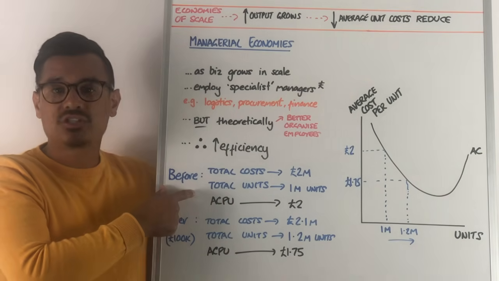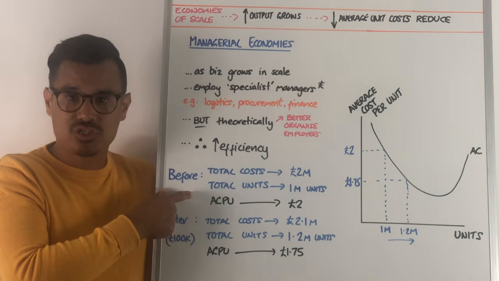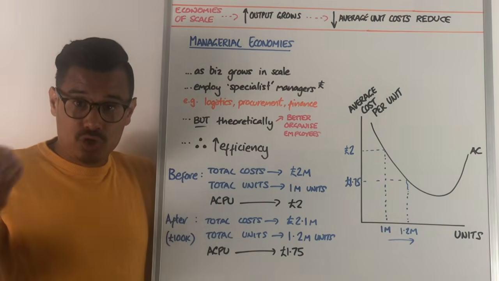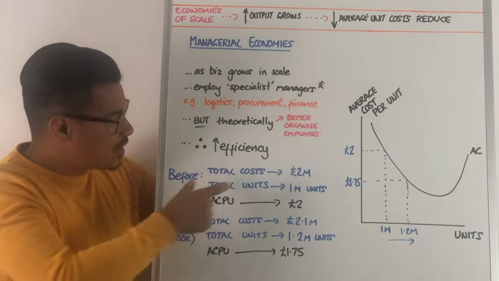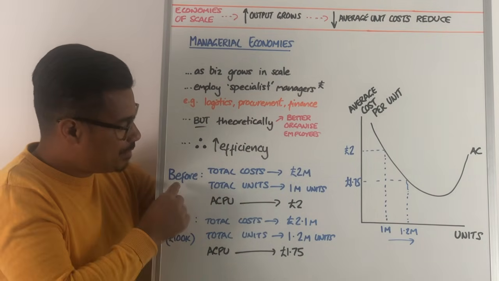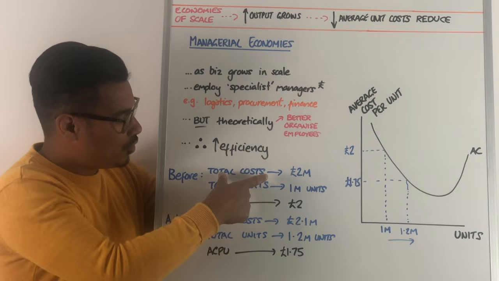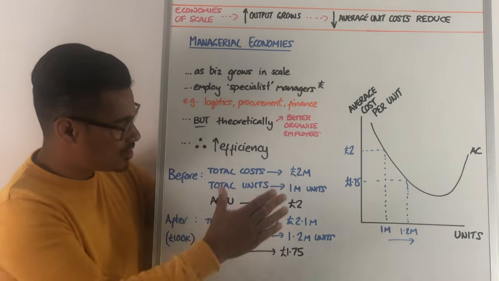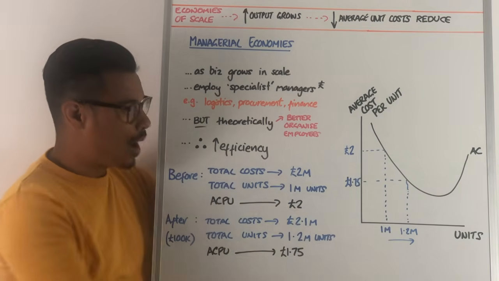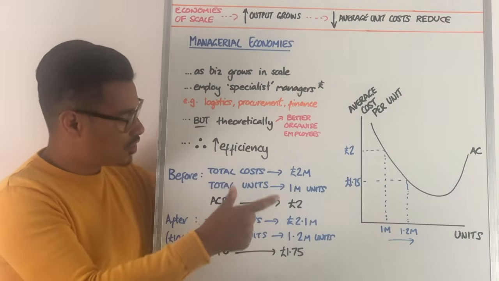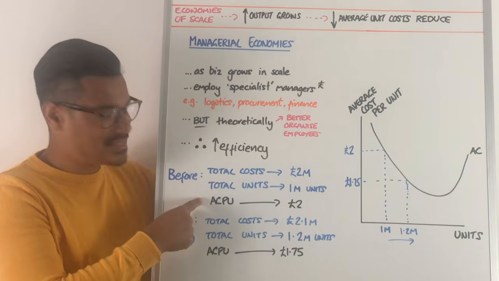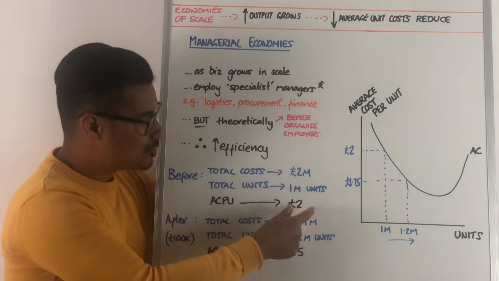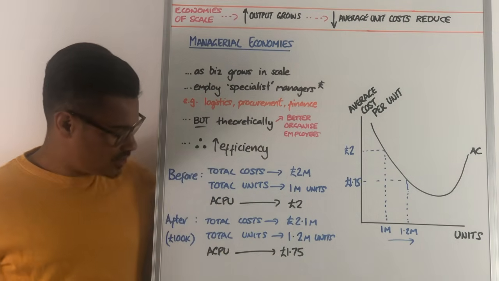But let's look at a crude example where we add one specialist manager to a growing business to show that it causes average cost per unit to fall. Here in this business, before we add the one specialist employee, we have total costs of £2 million, and total units are 1 million units. So total costs divided by total units comes to your ACPU, which is your average cost per unit, and that would be £2, because 2 million divided by 1 million is £2.